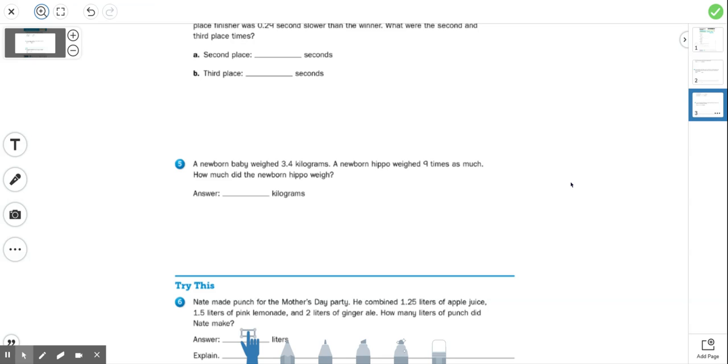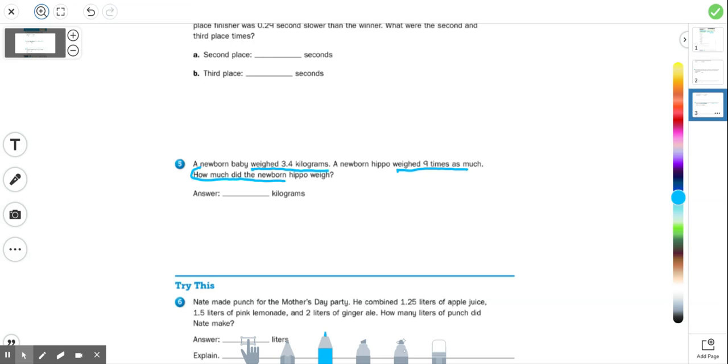A newborn baby weighs 3 4/10 kilograms. So let's use a marker here and underline a few things. So the newborn baby, human, weighed 3 4/10 kilograms. A newborn hippo weighed 9 times as much. And then, of course, the question is, how much did the newborn hippo weigh? And so we're going to take that 3 4/10 and write it as a fraction. So 3 4/10 is the same as 3 4/10 in fraction form.